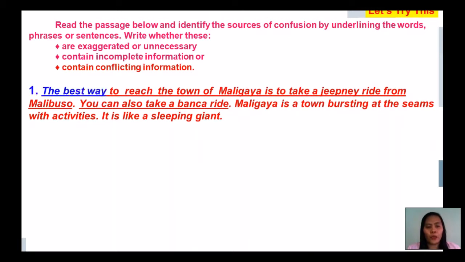Number 1. The best way to reach the town of Maligaya is to take a jeepney ride from Malibuso. You can also take a bangka ride. Maligaya is a town bursting at the seams with activities. It is like a sleeping giant.